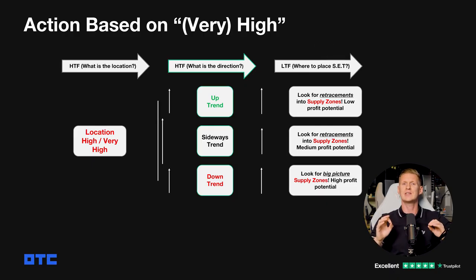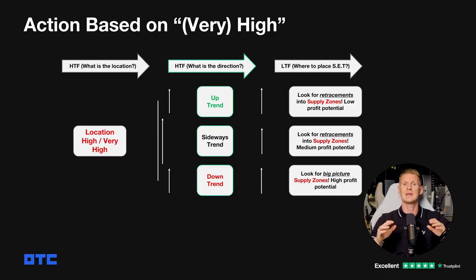This slide essentially answers the question, what action should we take based on the location of our LTF zones in relation to the HTF context? Let's walk through an example. Imagine our LTF supply zone is positioned high or very high on the chart relative to the HTF. If the HTF is in an uptrend, the profit margin for this setup is low because we would be trading against the trend in a supply zone, which is inherently riskier.